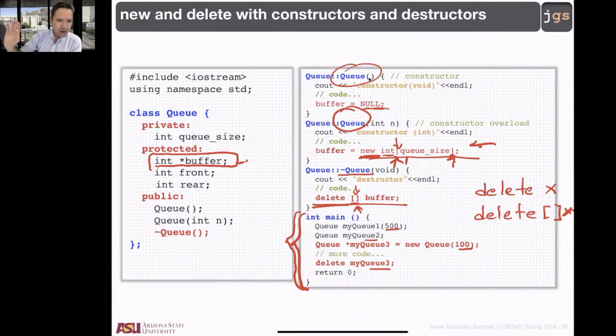That array is an array of integers. The integers do not have constructors or destructors. So this new here and this delete here are for arrays. The constructor and the destructors are for the objects. And I have three objects, three constructors, three destructors. Objects: constructor, destructors. New and delete with primitive data: that primitive data does not have these methods.